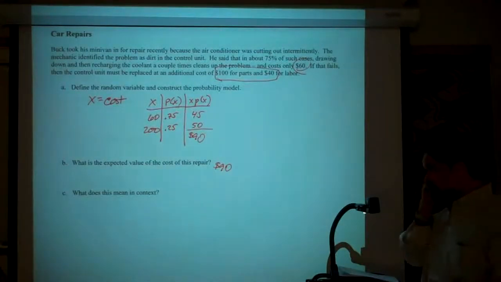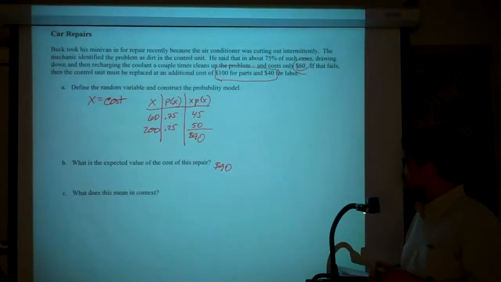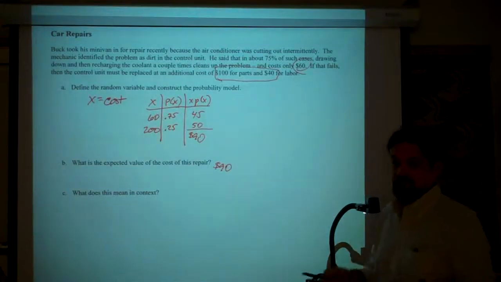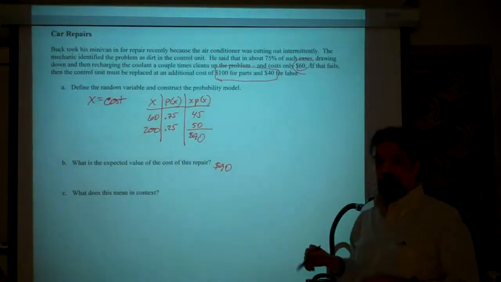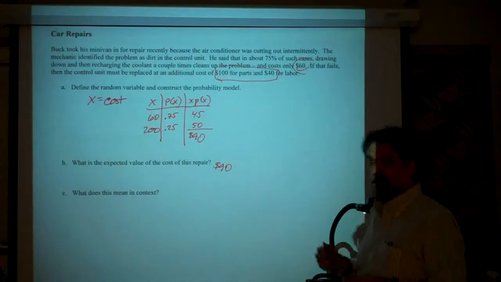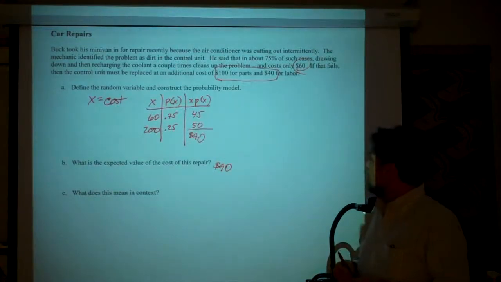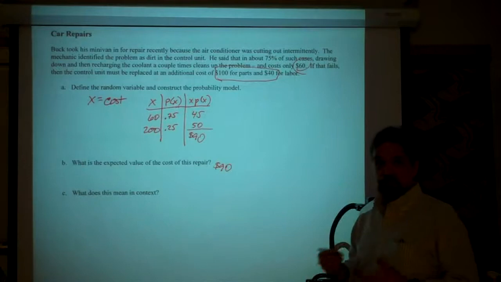Now, next question asks, what does this mean in context? Well, let me first tell you what it doesn't mean. It doesn't mean that I actually expect to pay $90 to repair the car. No. I'm either going to pay $60 or $200. 90 is not one of my choices.